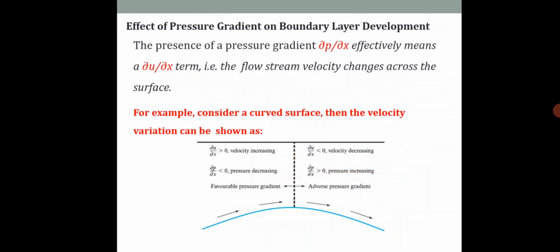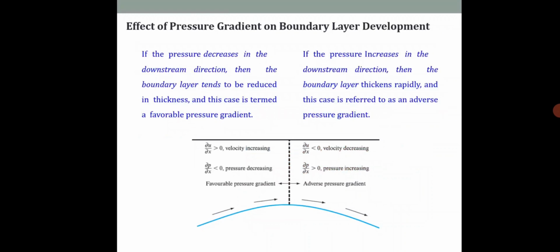Next is the effect of pressure gradient on boundary layer development. The presence of a pressure gradient ∂P/∂X effectively means a ∂U/∂X term, that is, the flow stream velocity changes across the surface. You can see a curved surface. See the diagram. ∂U/∂X is greater than 0 when the velocity is increasing, and the pressure will be decreasing, so there is a pressure gradient. On the other side, the velocity is decreasing and the pressure is increasing. So you can see the velocity gradient.